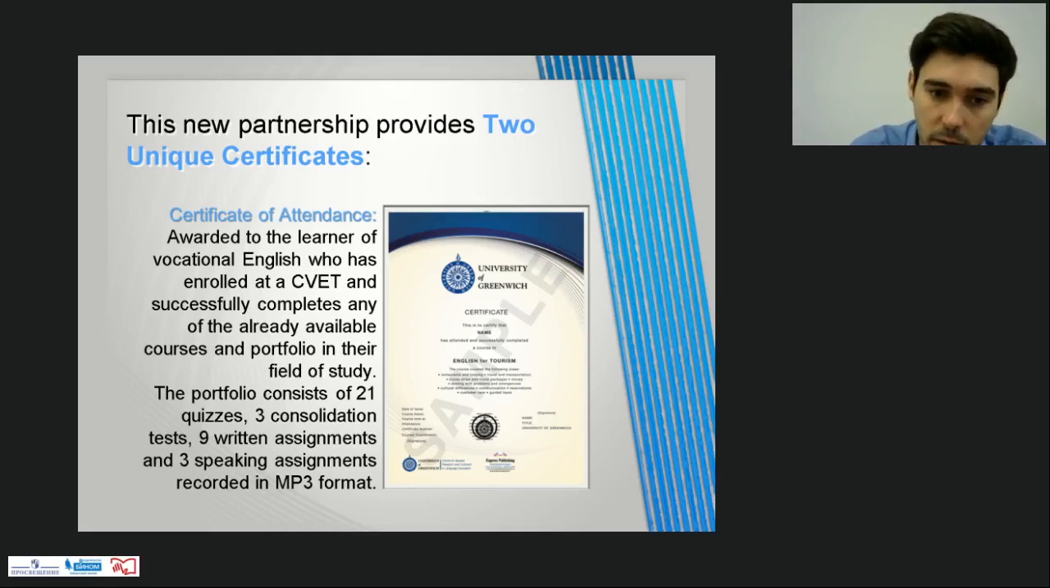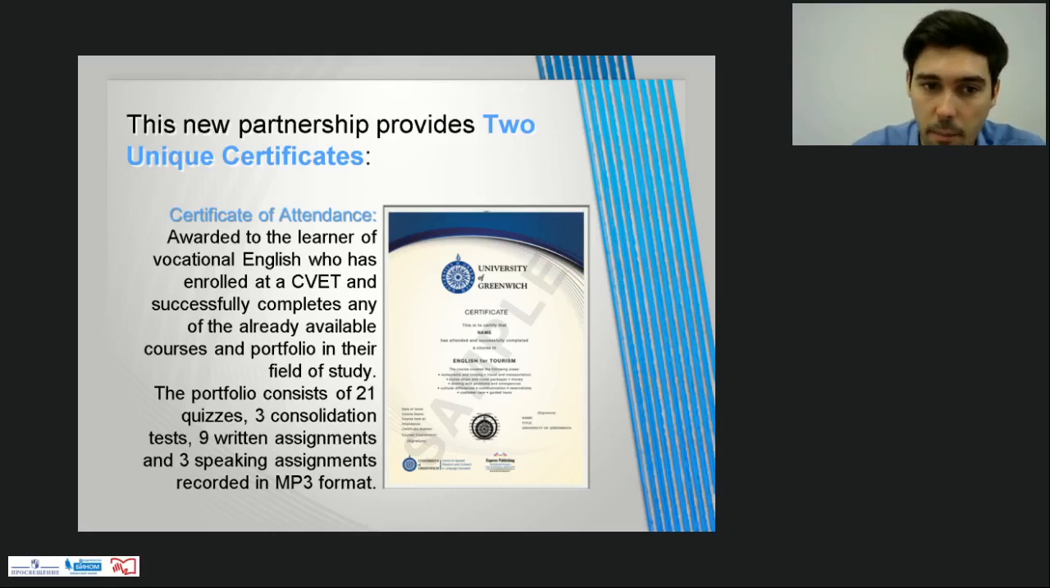In a portfolio, the learners will complete 21 quizzes, consolidation tests, written assignments, and speaking assignments. When they've completed all of these different assignments throughout the course, they will be presented with a certificate of attendance to certify that they have completed their ESP course.